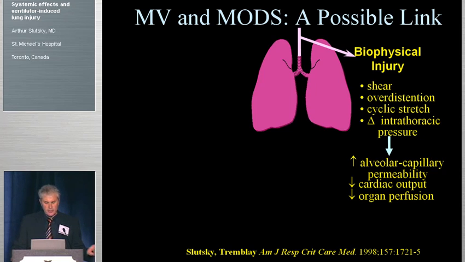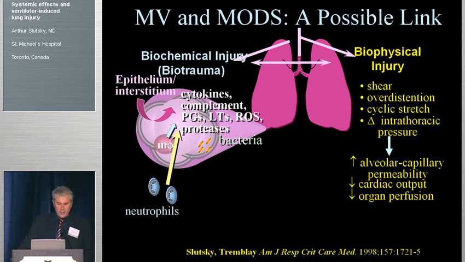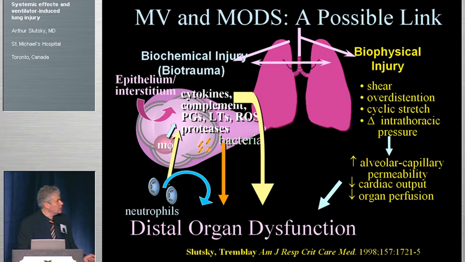We've begun to realize over the past 7 or 8 years that there can be more subtle injury, biochemical injury, or biotrauma, with release of various mediators in the lung, various cytokines and other mediators. These mediators can attract neutrophils. There are chemokines that can attract neutrophils. And importantly, one can get spillover of various mediators, whether cytokines, endotoxin, or bacteria, into the systemic circulation. These potentially could lead to distal organ dysfunction.